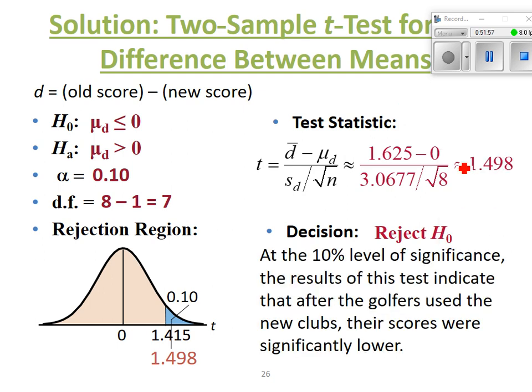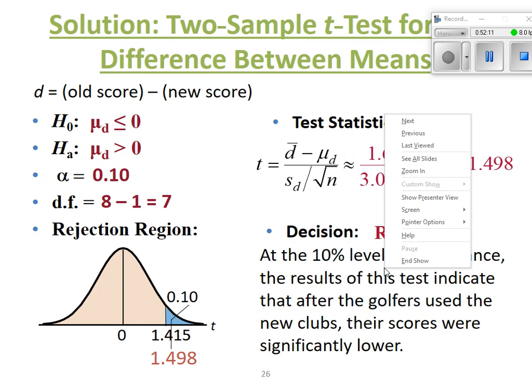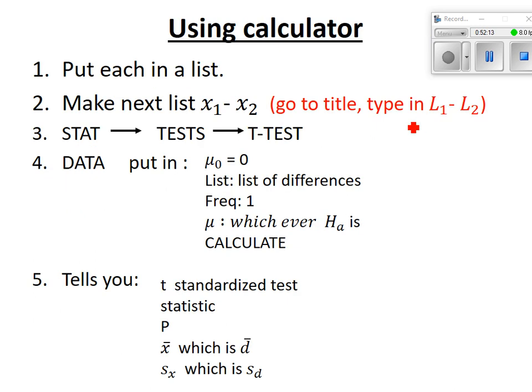So, the results of the test indicate that after the golfers used new clubs, their scores were significantly lower. They weren't significant. It didn't look like it was a whole lot to me. How close were they? All right, you might wanna write this down. I'll give you a second to write this down.